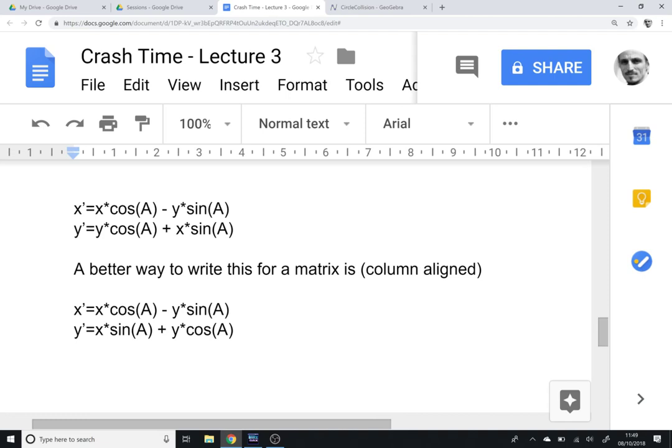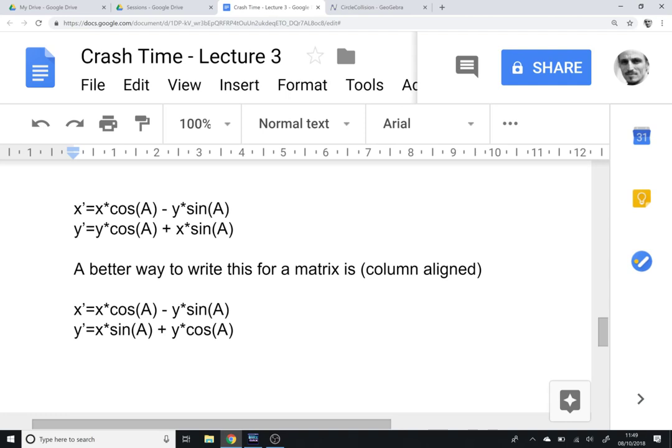Okay. So x is x times the cosine of a minus the sine of a, and y is y times the cosine of a plus x times the sine of a. The tricky one is the x value. It's the one with a negative sign in it.